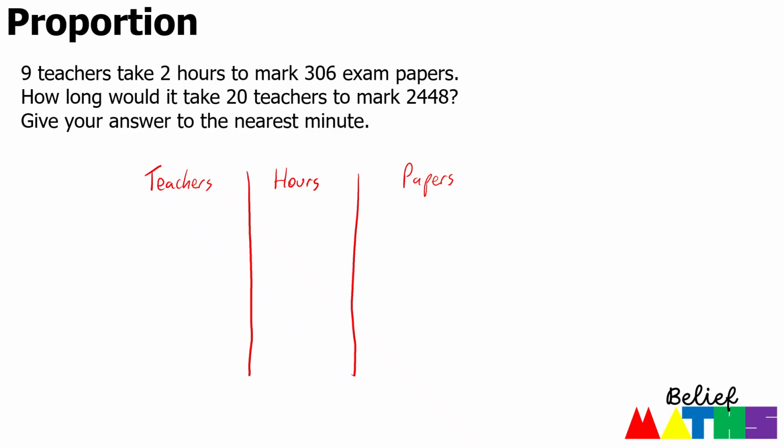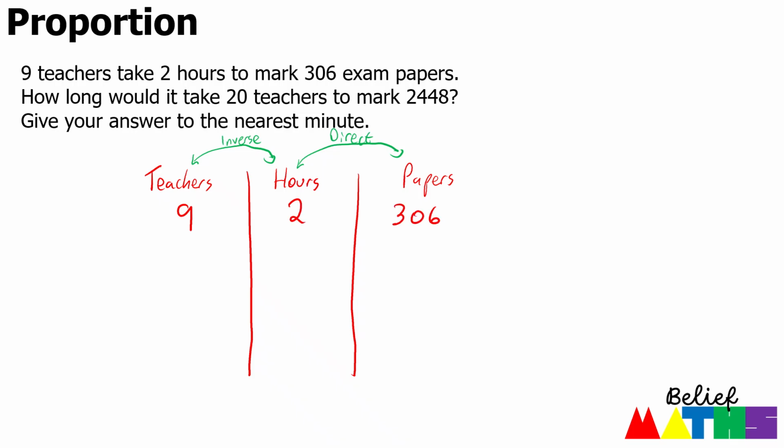the relationship here on the left hand side is inversely proportional, because if I have more teachers, it'll take less hours. If I have less teachers, it'll take more hours. The number of hours is going to be directly proportional to the number of papers, because if I have more work to do, then it'll take more hours. So filling in the original values, we get 9 teachers, 2 hours, 306 exam papers.